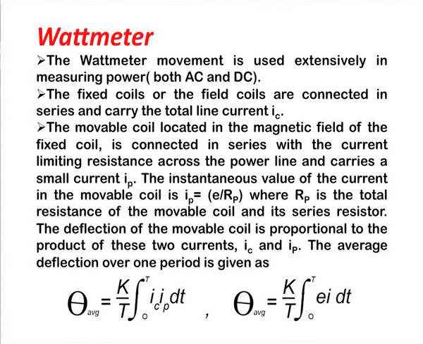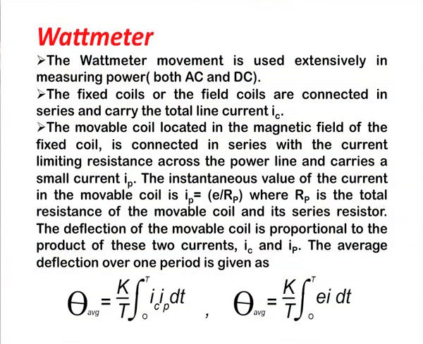Here there are two coils, fixed coils through which the current IC is being passed, and there is a movable coil through which the current IP is being passed. So, whenever the current is passed through this arrangement, again due to the d'Arsonval movement, the pointer will deflect, and this time the deflection can be given as theta average is equal to k upon T integral 0 to T IC IP dt.